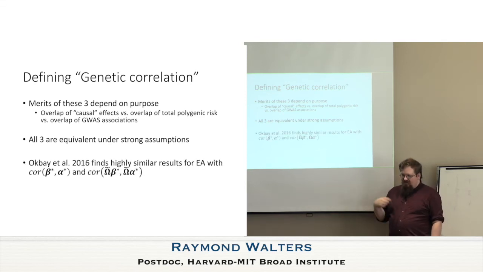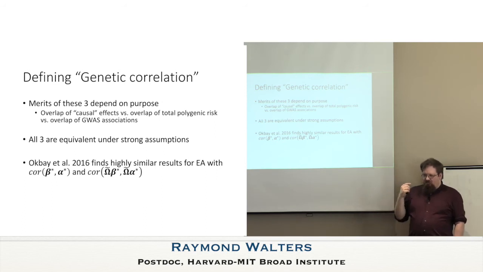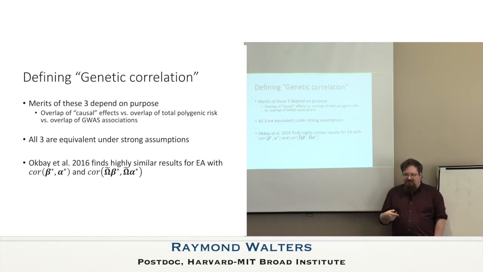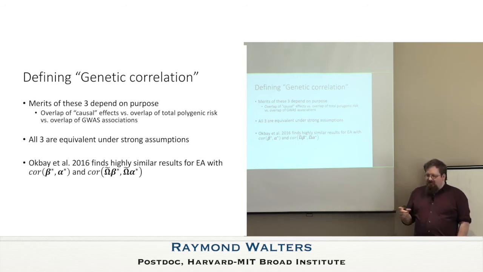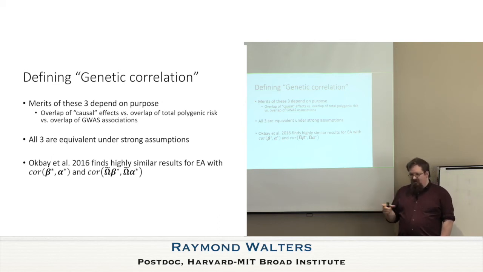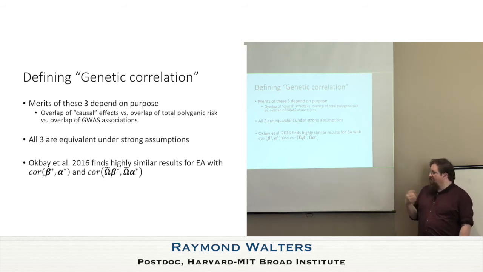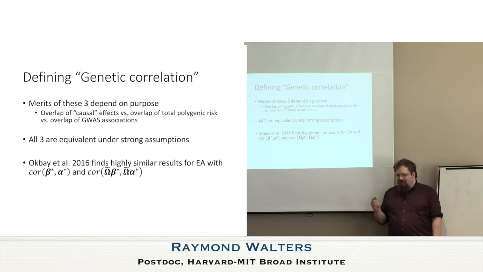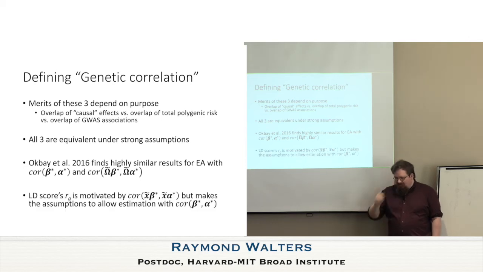And in practice, the EA paper made the effort to compute at least the first two of these, so the correlation of the effect sizes versus the correlation of that overall genetic risk, regardless of how that divides amongst the SNPs, and found that in practice, at least for educational attainment, those values were quite similar, and so maybe we don't need to worry too much.